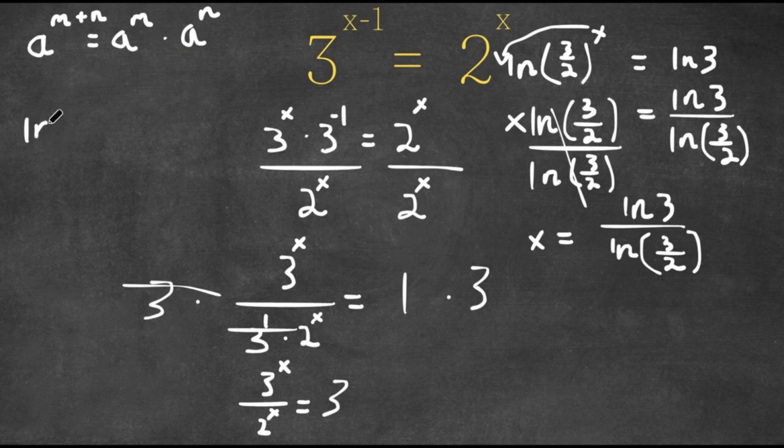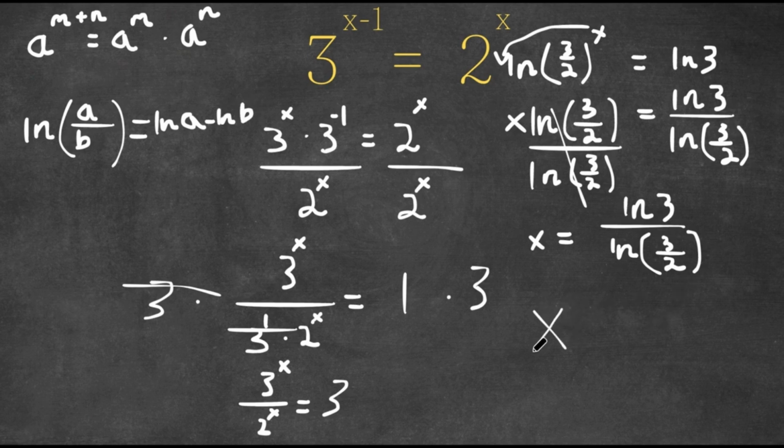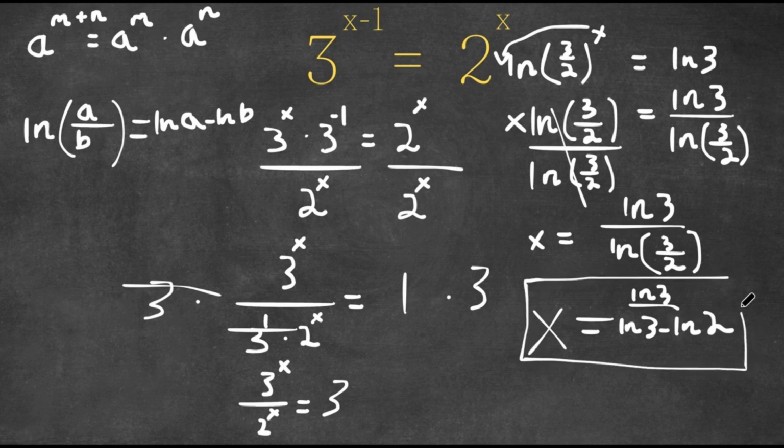in the form ln a over b, this is actually equal to ln a minus ln b. So ln 3 over 2, this would equal ln 3 over ln 3 minus ln 2. So this is our answer.